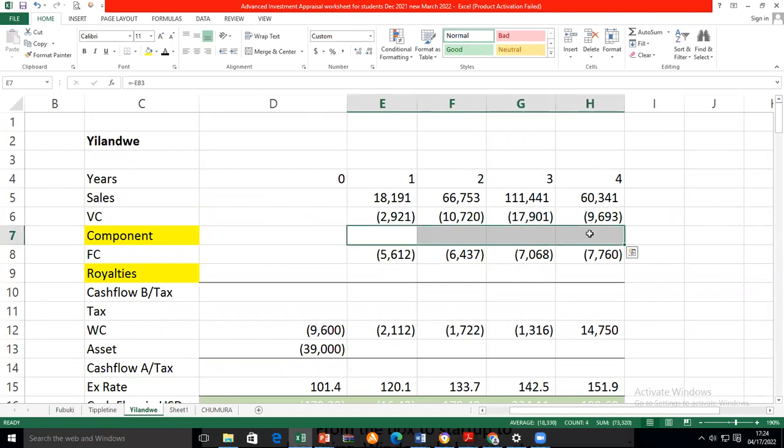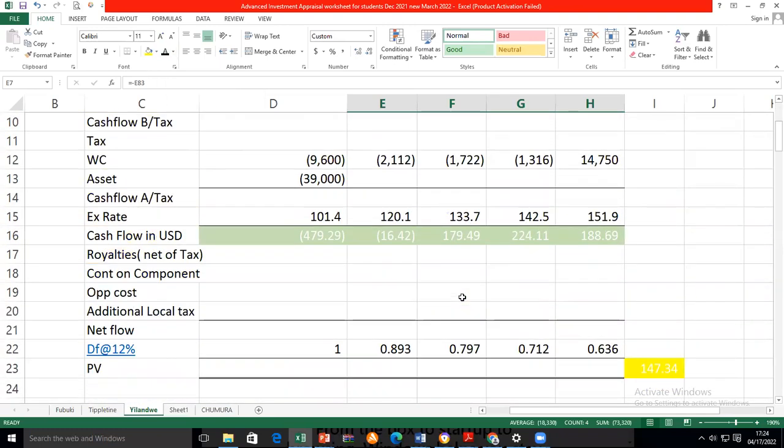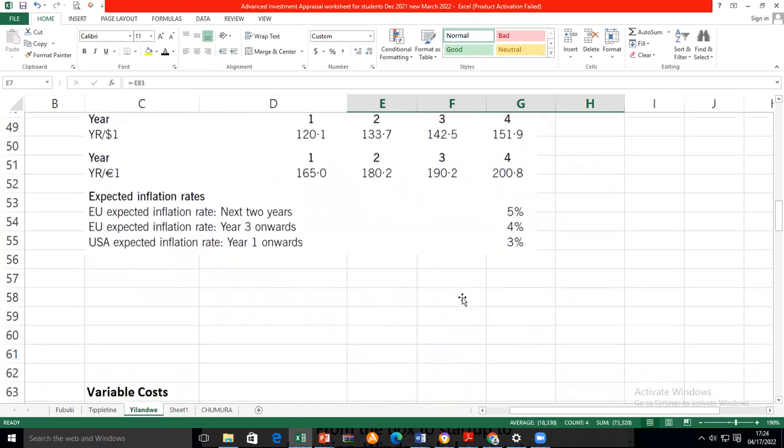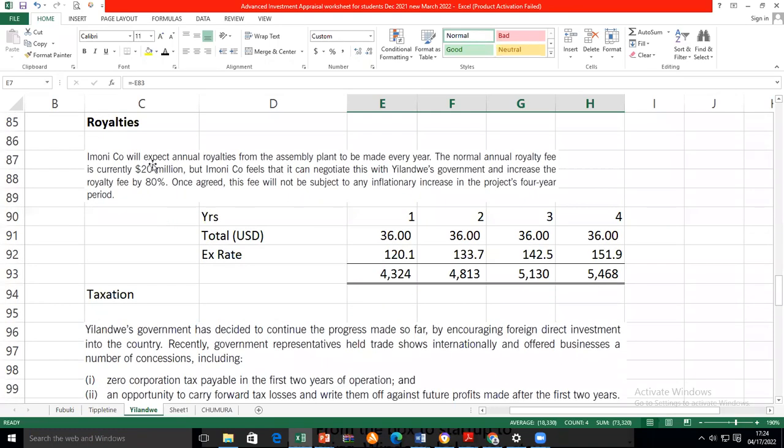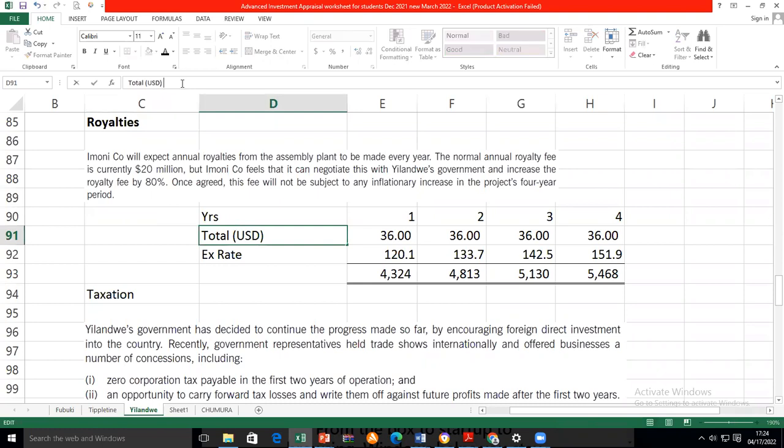What of royalties? Let's go to royalties. They say we are assuming that they will successfully increase by 80%, so they become 36. So these are in millions. Is that okay? Then we convert this.